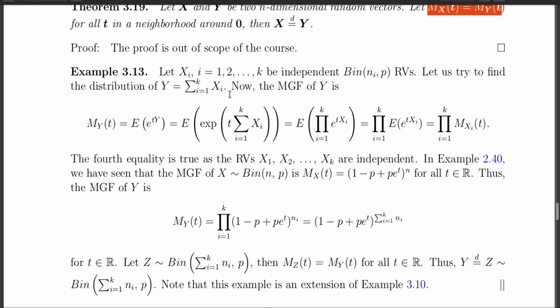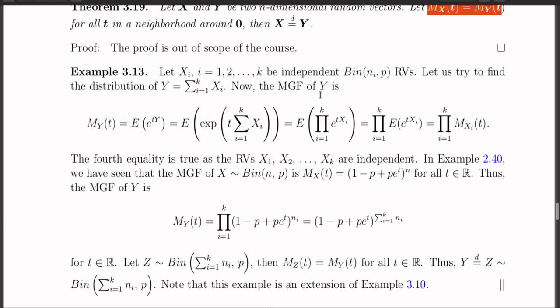Again, using the same intuition what we have used in example 3.10, we can see that the distribution of y should be binomial with parameters summation n_i, i runs from 1 to k, and p. Because again the same intuition goes through, that y is nothing but the number of successes out of summation n_i trials, and p remains fixed, xi's are independent, so the distribution of y should be binomial with summation n_i, p distribution.